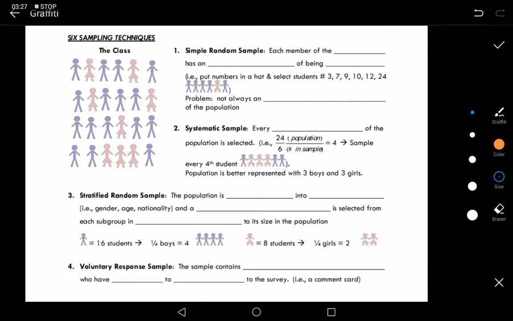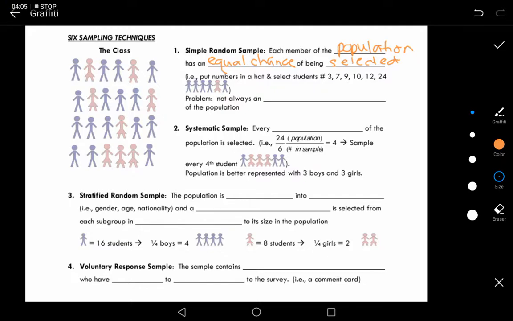So the first is simple random sample. So through this, each member of the population has an equal chance of being selected. So for example, if I was giving away a prize and I wanted all of you to have an equal chance of getting that prize, we would do something like putting numbers in the hat, right? Or there's random generators online.